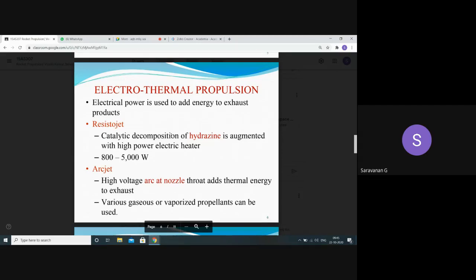Now the next method, the arcjet, has an arc at the nozzle. On the nozzle throat, with the application of electric power, we get an arc at the nozzle throat, which adds energy to the exhaust. Whenever the vaporized or gaseous propellant passes through the nozzle, at the throat we have a high voltage arc, which adds thermal energy along with the electricity, generating thrust. Hence it is termed arcjet propulsion.